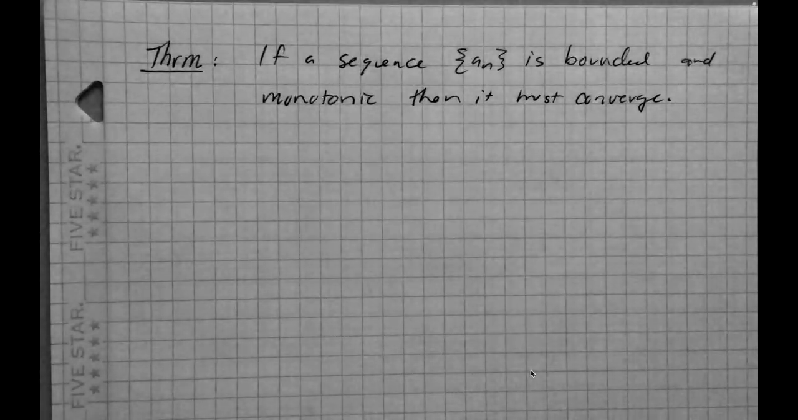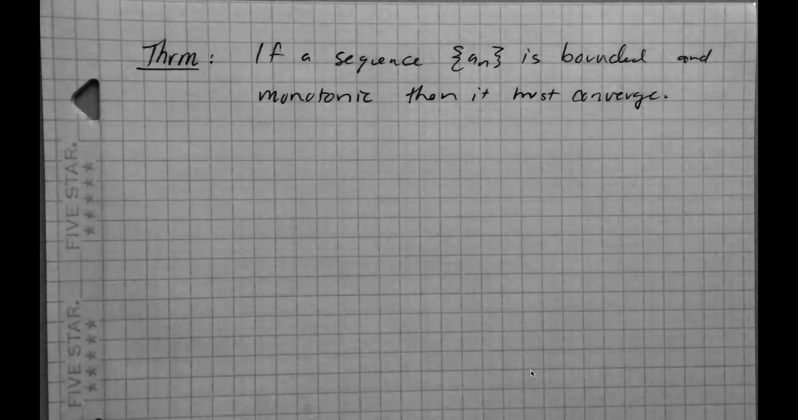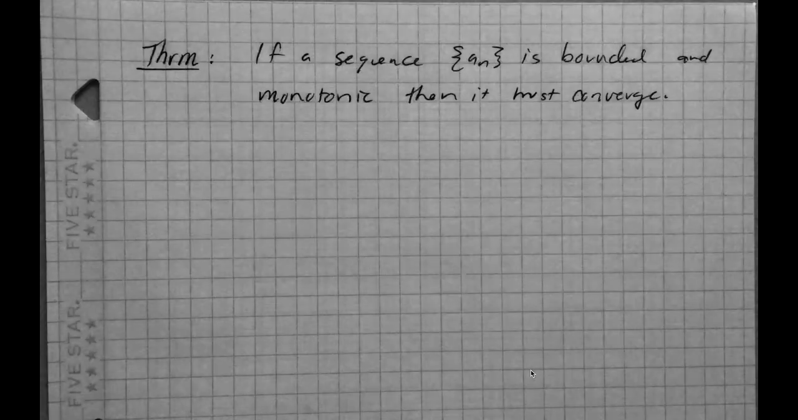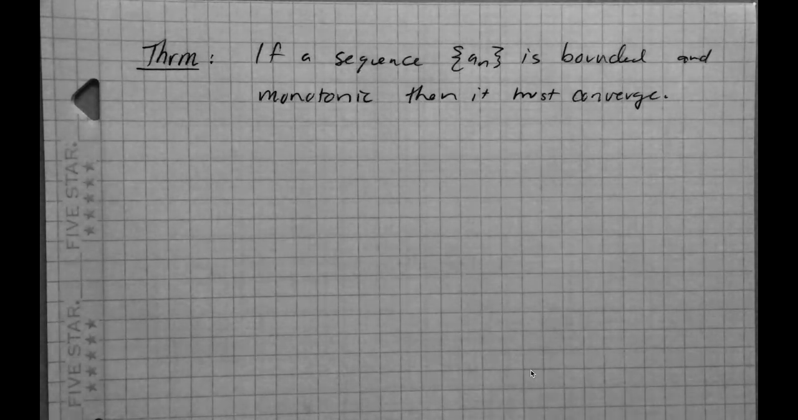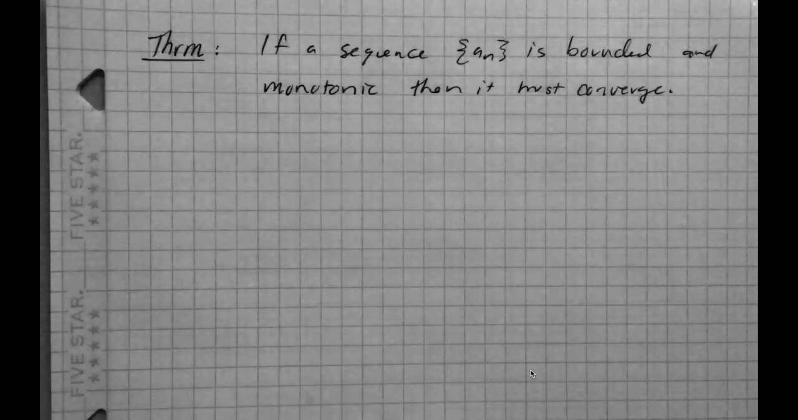I don't want to say that's obvious, but if you really understand what bounded means and what monotonic means, then this is sort of necessary, even without a detailed proof. Bounded, let's say bounded above, means there's some real number for which all of the terms of a_n are less than.